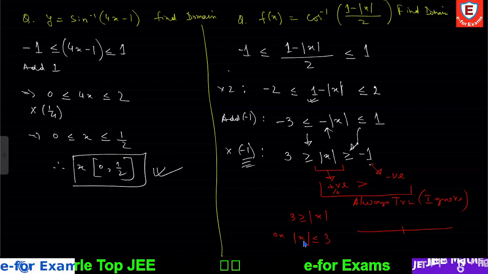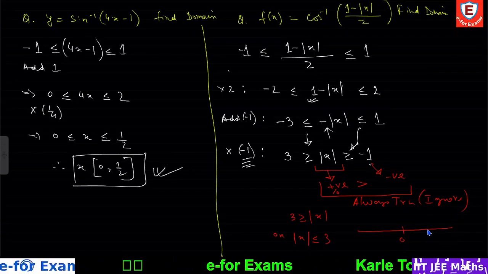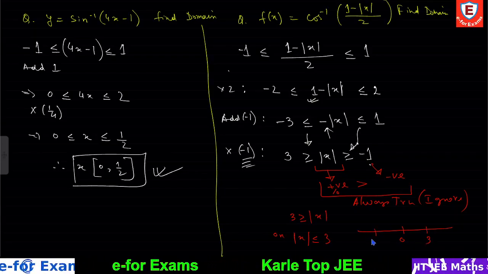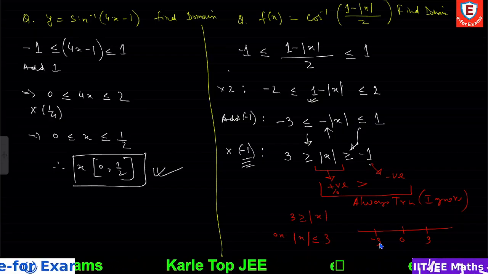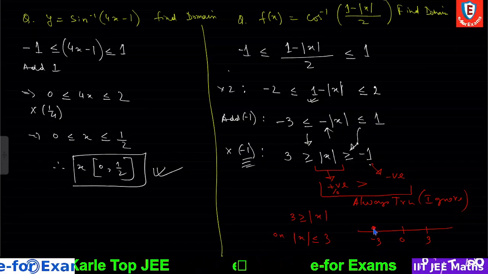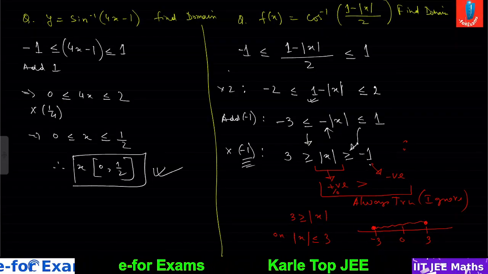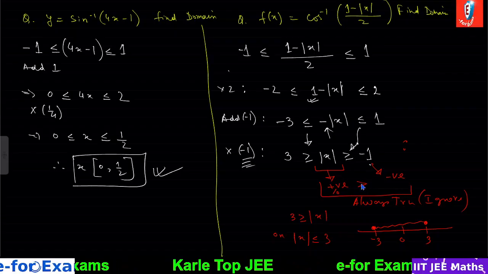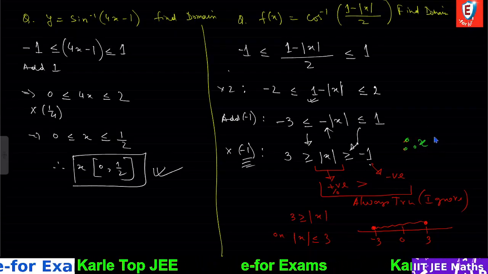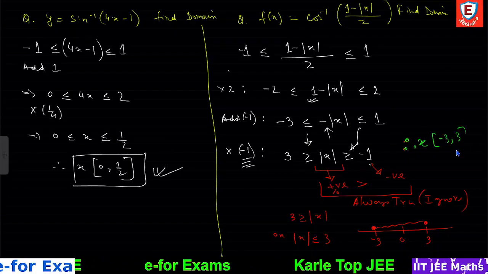So we can plot this mod x, right? So critical point is here 0. So 3 towards the right means 3. 3 towards the left means minus 3. And the solution will be between this, including minus 3 and 3. Therefore, I will use green pen. Therefore, x belongs to minus 3 to 3. This is the answer.